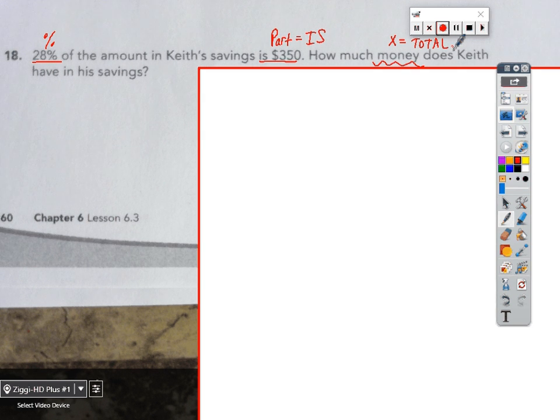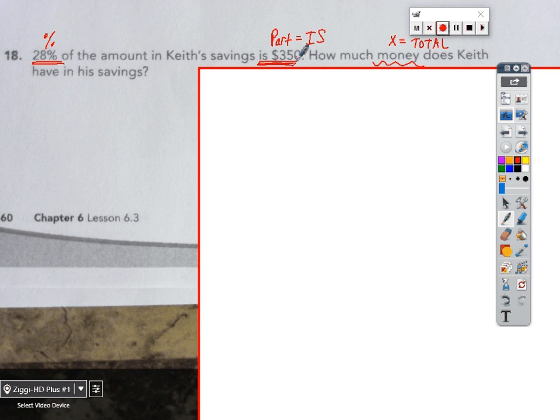Okay? So again, I'm really just dissecting. I'm doing a reread, and I'm making sure that I label the parts. I have a percent, top right of my second fraction. I have the part, and I know that because it says is. So 28% is $350. Those go together. This is good. And then that means that they'll be on the same level of my percent proportion.